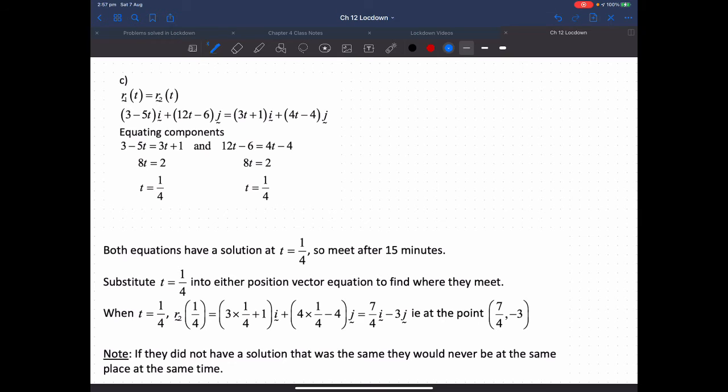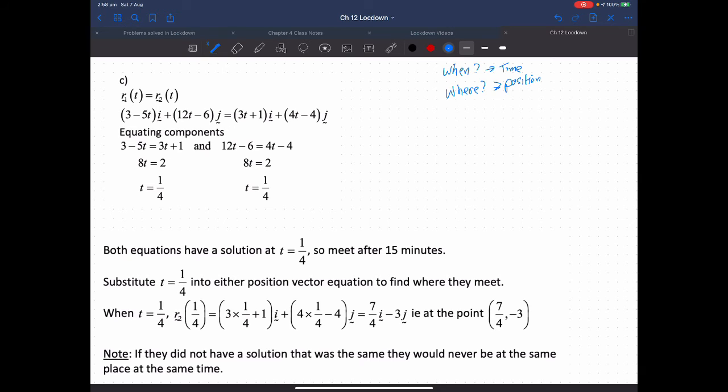In part C of the question, we're asked to find when and where the particle meets. So there's a few things to consider there. When, that's time. Where, that's position.